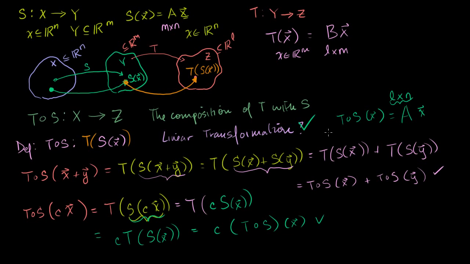Now, I'll leave you there in this video because I realize I've been making too many 20-minute plus videos. In the next video, now that we know this is a linear transformation and that we can represent it as a matrix vector product, we'll actually figure out how to represent this matrix, especially in relation to the two matrices that define our transformations, S and T.